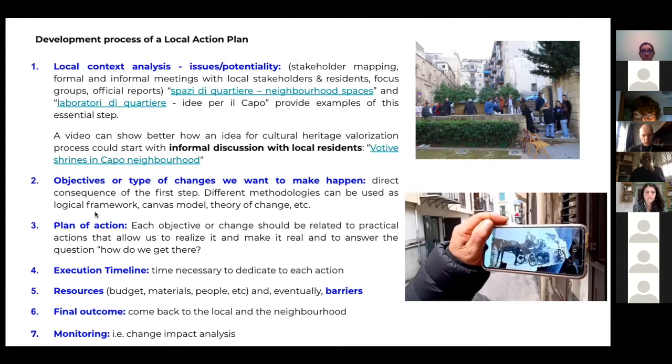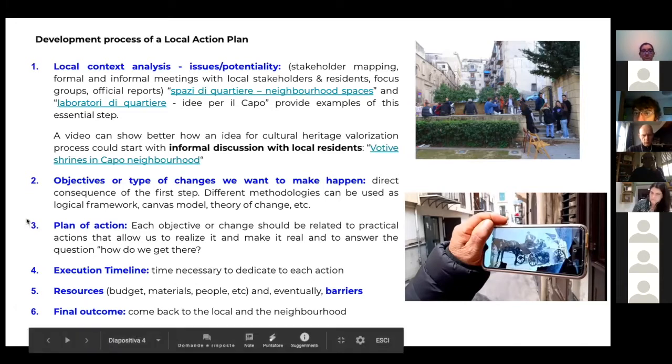From the type of change that we want to make comes the third step: each objective must be related to an action. So in the logical process of a local action plan, a plan of action that answers the question of how do we get there is really essential. Then, of course, the timeline, which is necessarily related to the action, the objective and the change we want to make, and the resources, and eventually the barriers. That is the fifth step, and important, the final outcome.